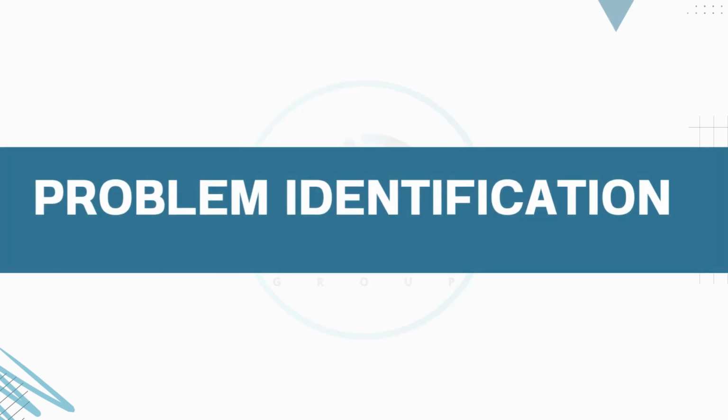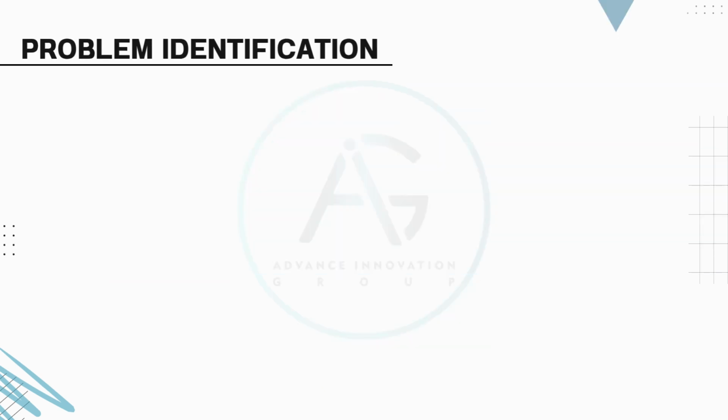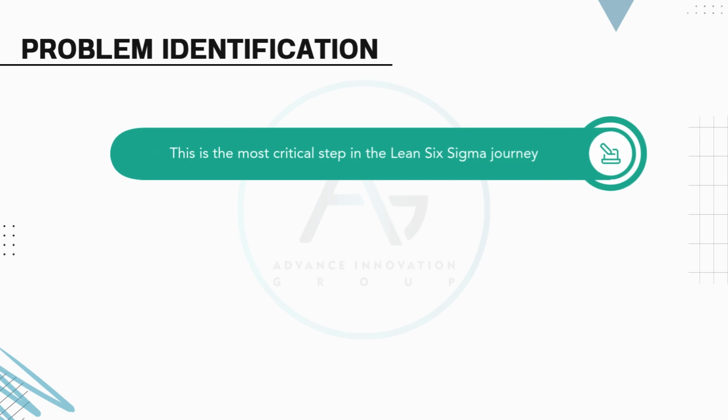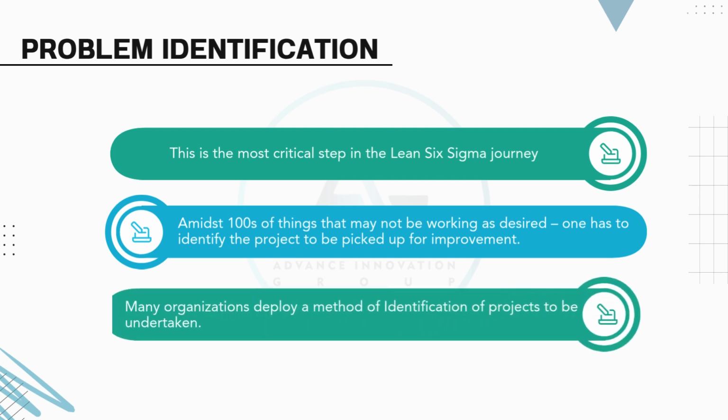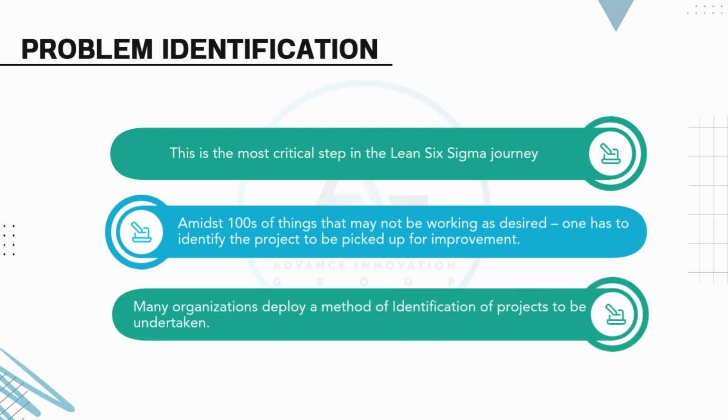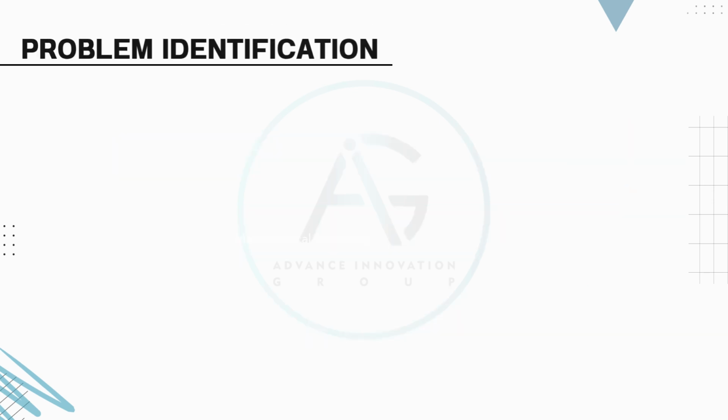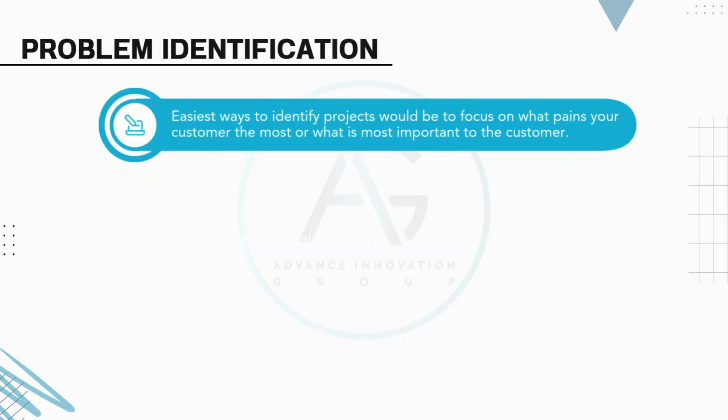Problem identification. This is the most critical step in the Lean Six Sigma journey. Amidst hundreds of things that may not be working as desired, one has to identify the project to be picked up for improvement. Many organizations deploy a method of identification of projects to be undertaken. Easiest ways to identify projects would be to focus on what pains your customer the most or what is most important to the customer.